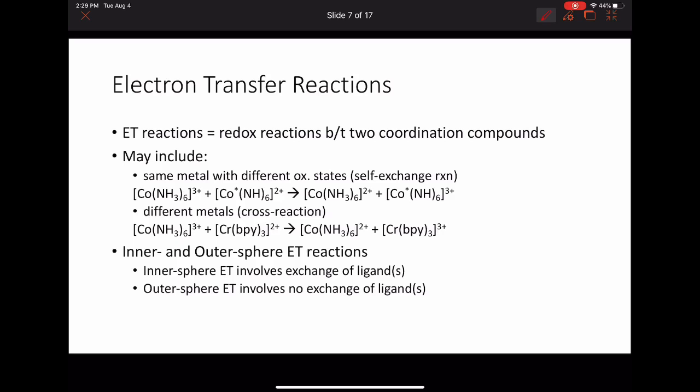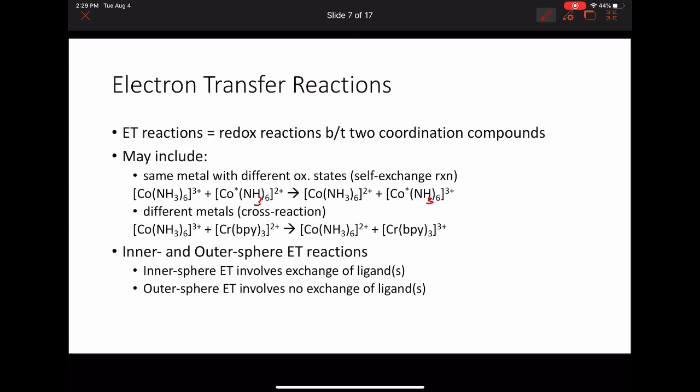The way that we can monitor our self-exchange reactions, this should actually be an ammonia, in this case, is if we use radiolabeling. So we have a particular isotope of cobalt radiolabeled, so we can follow the oxidation state change within that system.